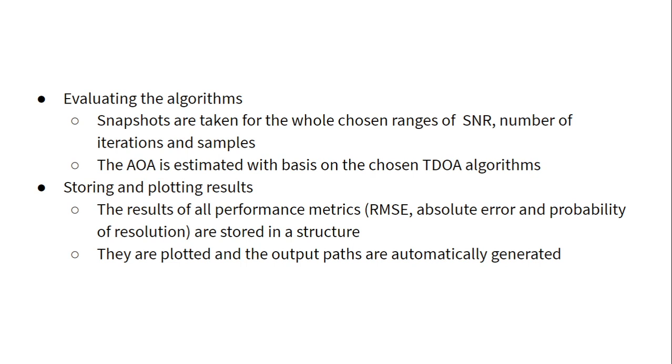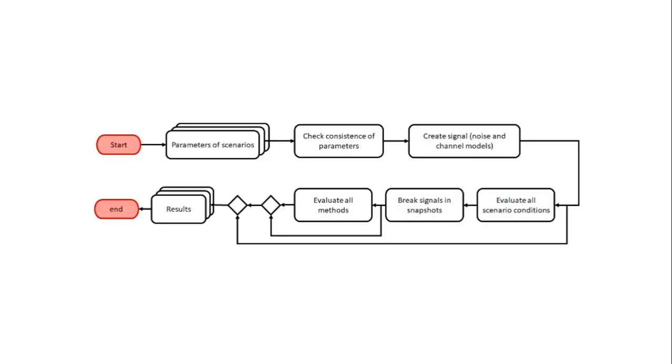Here we have just a diagram for the execution of the code. First, we set up the parameters for the campaign. We check if they are consistent. We create the signal alongside noise and channel models. We evaluate all the scenario conditions. That's why we execute the snapshots. Then we evaluate them. We get all the results. We plot them, and in the end, we get the results from the analysis.